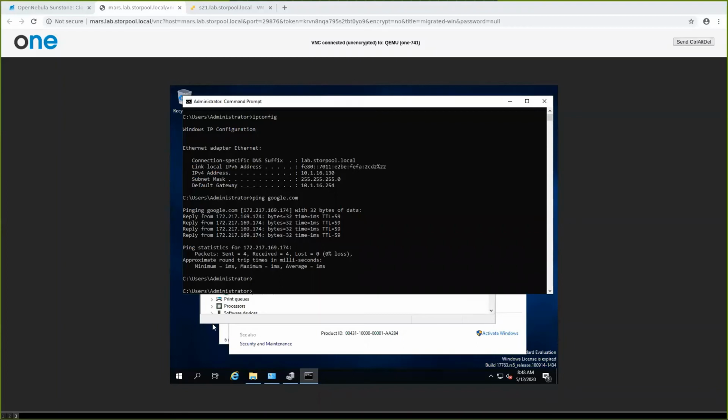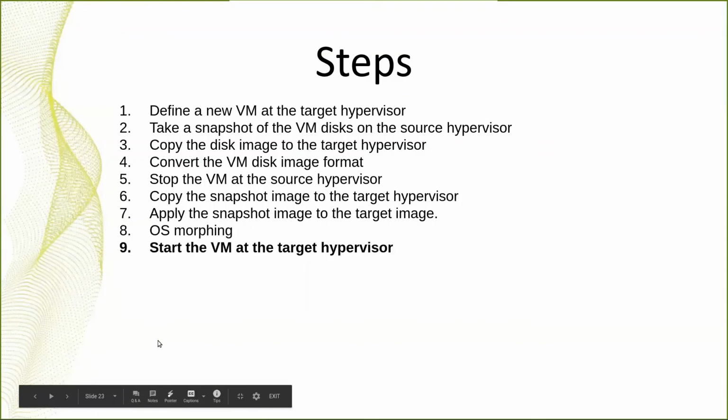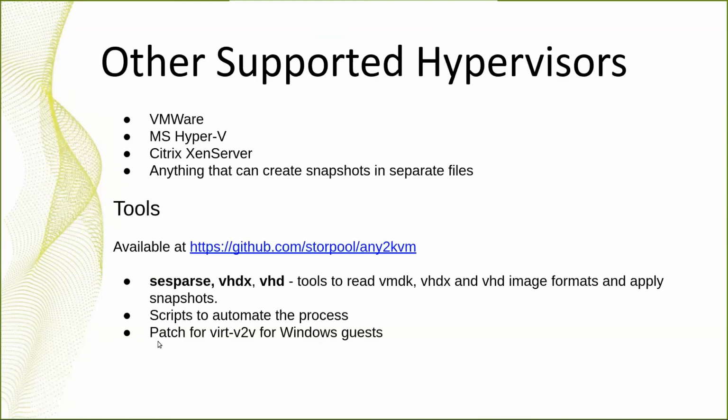If we automate these steps, we'll have only basically 20-30 seconds of downtime while we are doing the OS morphing. And as you can see, we can use any Linux tool to automate this migration process. We can script all the tasks. So yeah, this was the last step. We start the virtual machine on the target hypervisor.